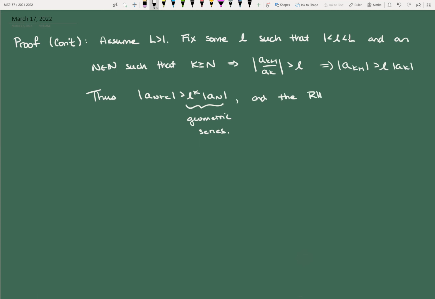And the right-hand side defines a geometric series with ratio greater than 1. So it diverges, but this is absolute divergence, but let's just go through the motions anyway, and then I'll show you how we actually get divergence, right? So it's a geometric series, ratio greater than 1, so it diverges.